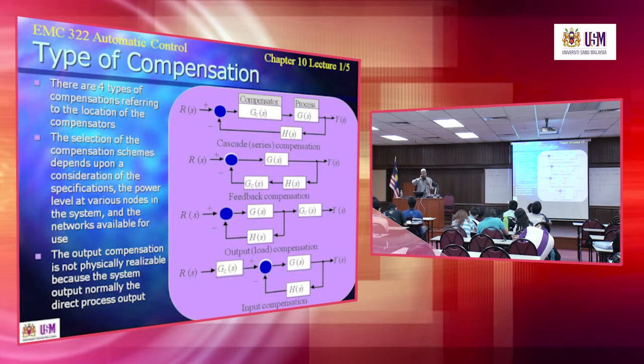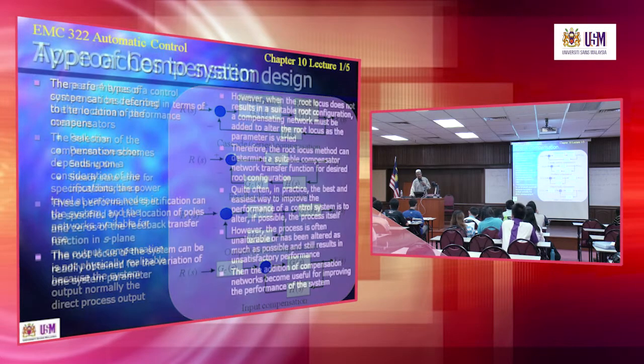The output compensation is not physically realizable because the system output is normally the direct process output. For this type of compensation, it is normally difficult for us to realize in a system, because usually we want to measure the output. But if we put it somewhere here, it is already out of the loop. So actually it is difficult because we are not monitoring the feedback because of the controller. The feedback is only here.